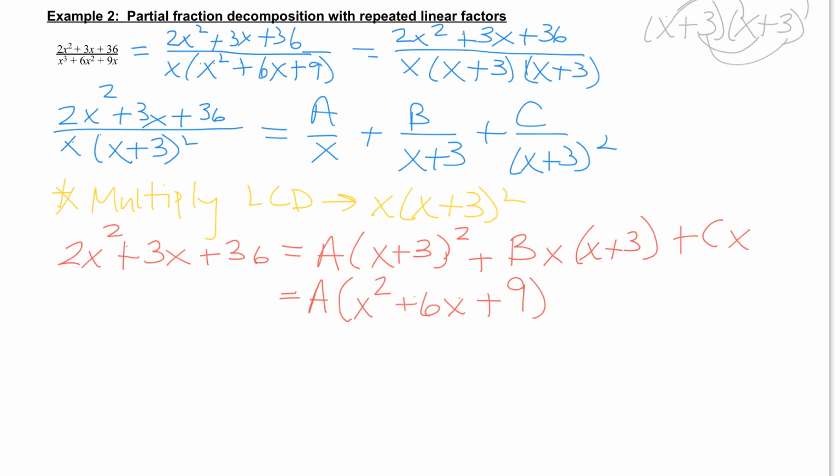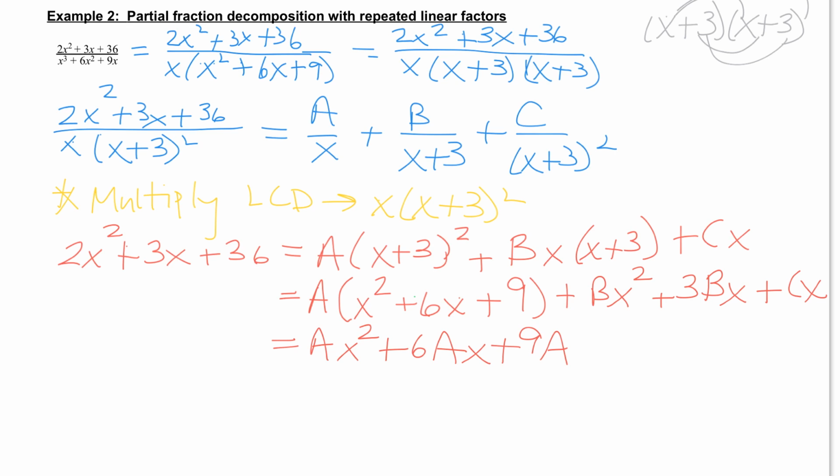Then if I continue, I have bx times x, which is bx squared. And bx times 3 is going to be positive 3bx. And then I still have my cx at the end. I still have one more step of distributing because I have to distribute the a now. So I have ax squared plus 6ax plus 9a, and then everything else will stay the same. I still have my bx squared, I still have my 3bx, and I still have my cx.